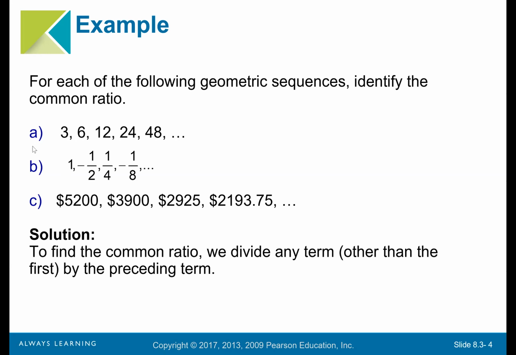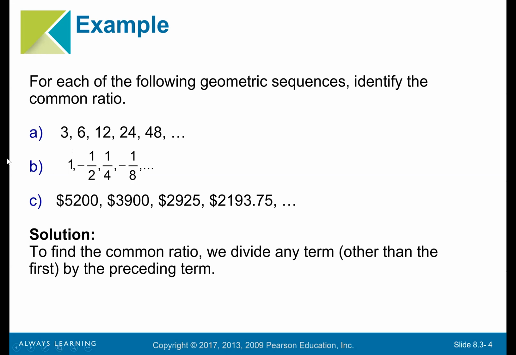Right. In B, if the signs alternate, that tells you that r is negative. And these numbers are getting smaller and their signs are alternating. So I know that r is going to be negative. And to find it, I'm going to put negative 1/2 divided by 1, which is just negative 1/2. Does that make sense?